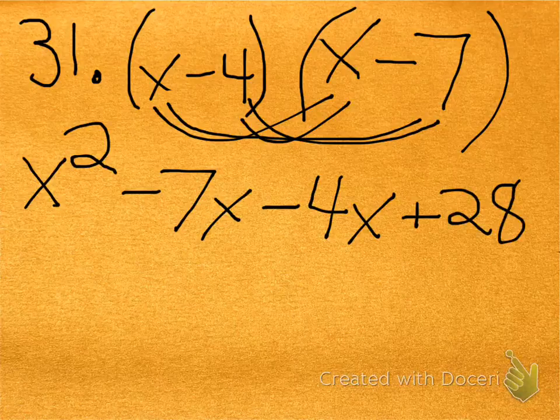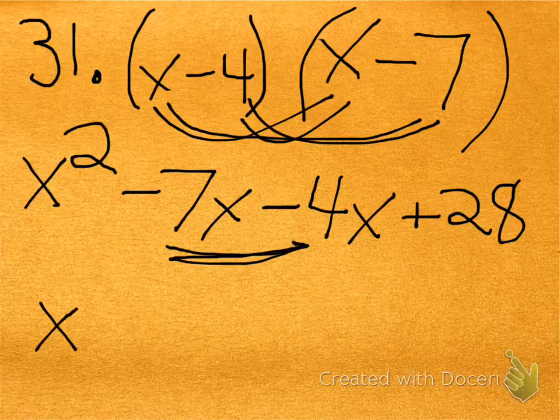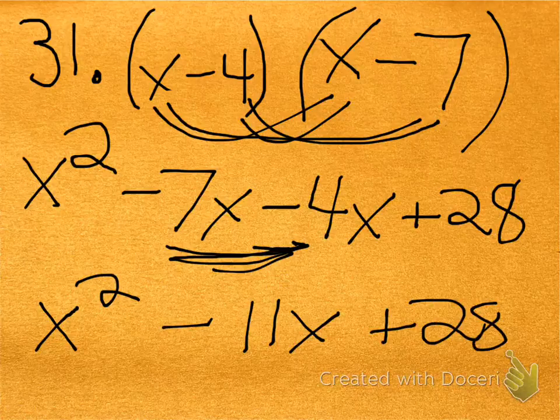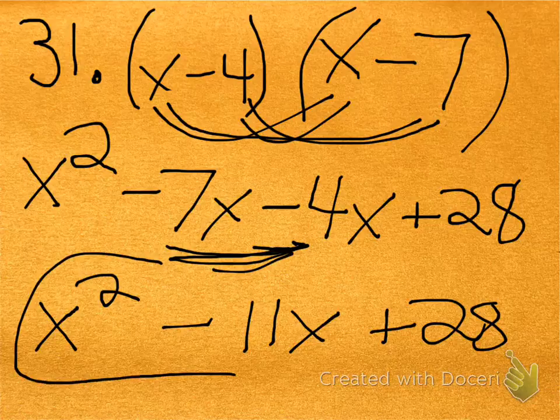Now, we also want to combine like terms here because we have two x terms. X squared, these combined right here is negative 11x plus 28. And that is your final answer. X squared minus 11x plus 28.